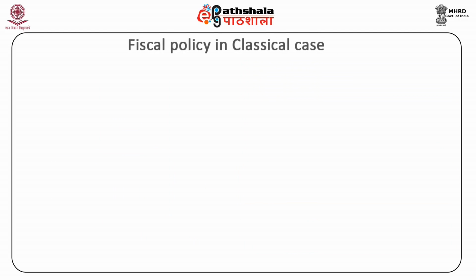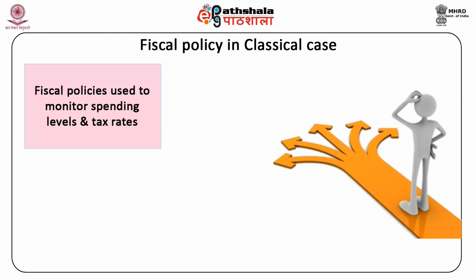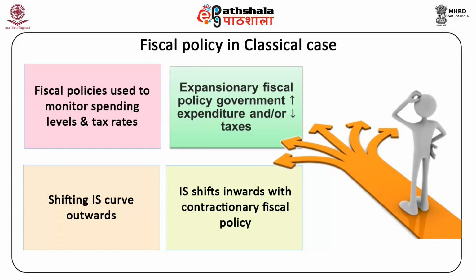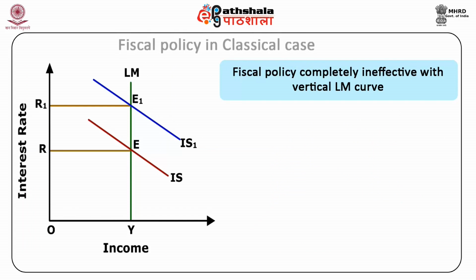Next, we will discuss the fiscal policy in classical case. Fiscal policies are the policies which are used to monitor spending levels and tax rates. In an expansionary fiscal policy, government increases expenditure and or reduces taxes, shifting the IS curve outwards. IS shifts inward with a contractionary fiscal policy. Fiscal policy is completely ineffective with a vertical LM curve.